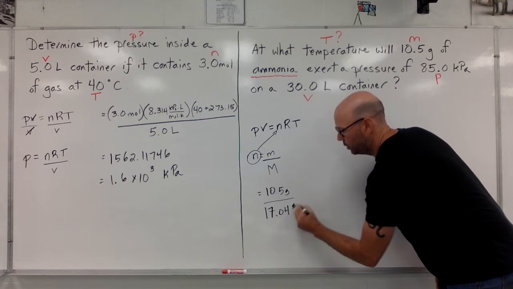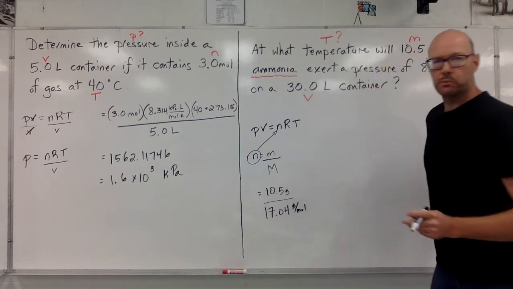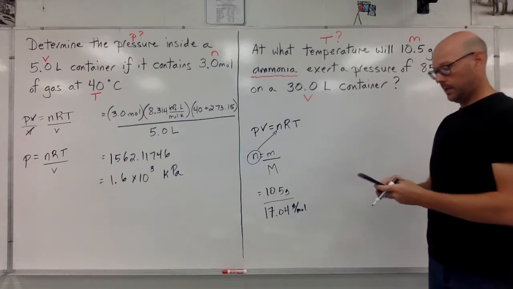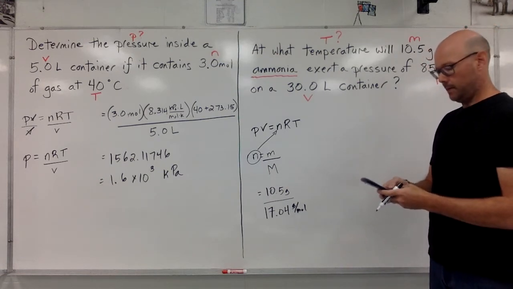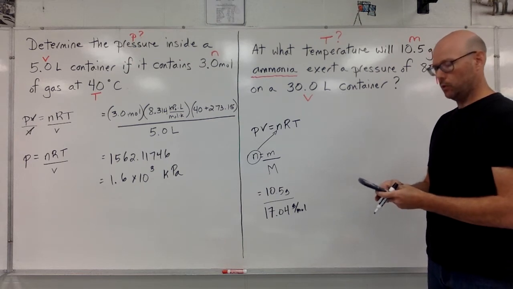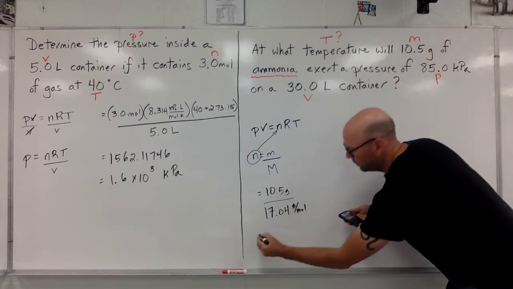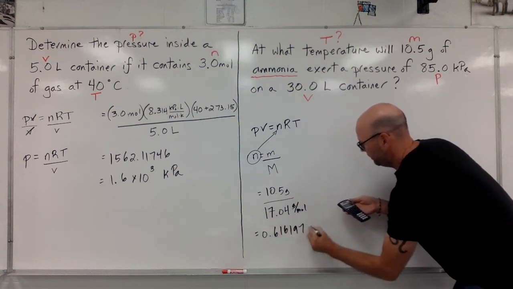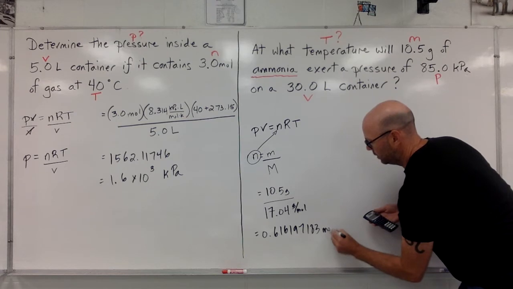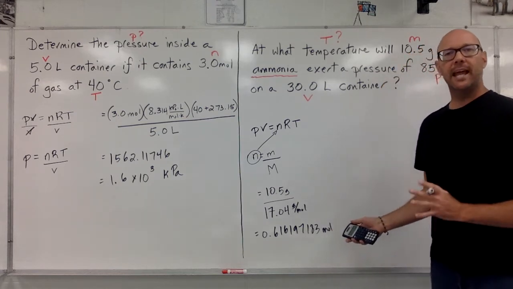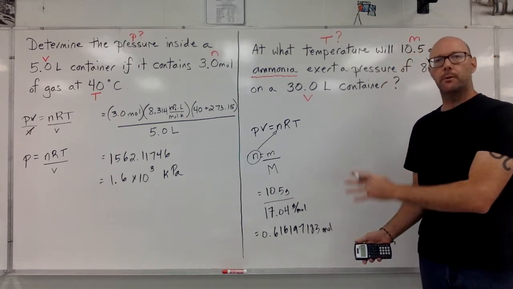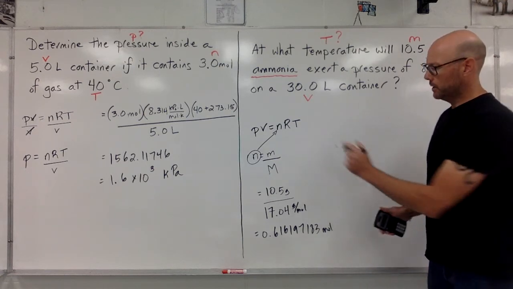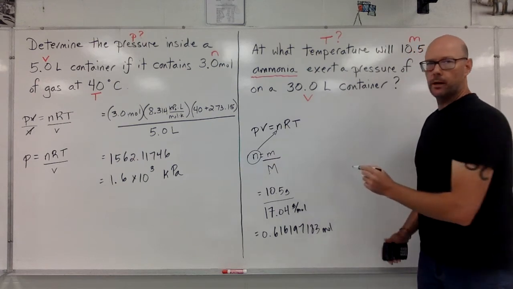it's 17.04 grams per mole, mass over molar mass. And I can do this operation, 10.5 divided by 17.04. 0.616197183 moles. This is not the end of the question, so I'm not going to round this number. I'm not going to do anything to it. I'm just keeping it right on my calculator. I'm going to carry it forward here up there.